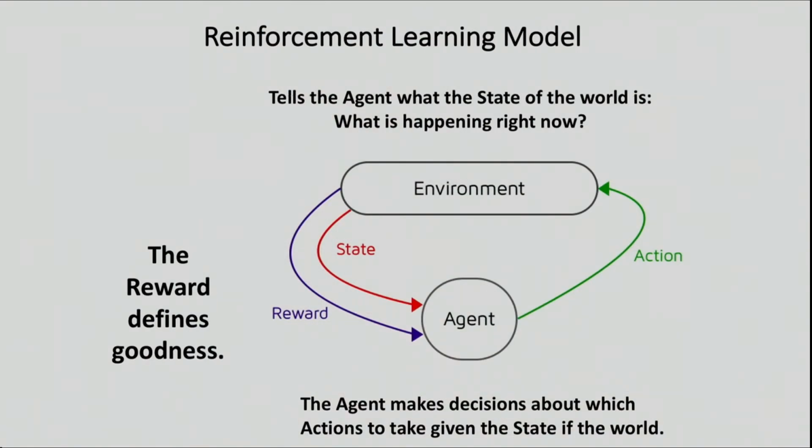This is a general reinforcement model. Now we have an environment. The environment is the world in which we're operating. It could be this auditorium. It could be a factory floor, any environment that we want to do some training in. The agent is going to figure out what actions we should take in that environment.